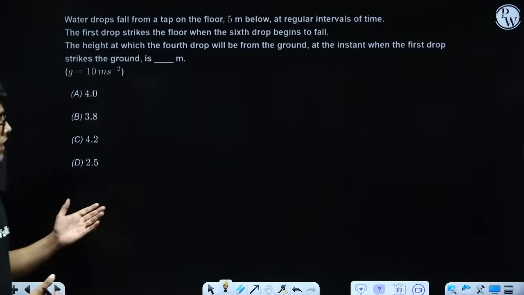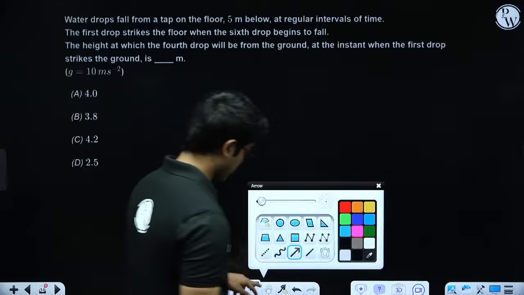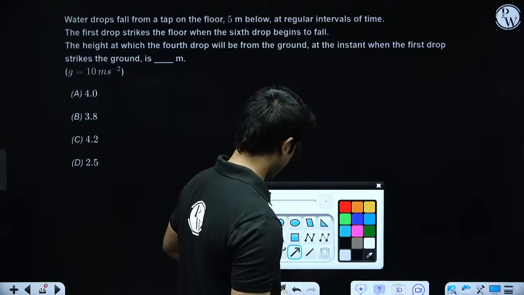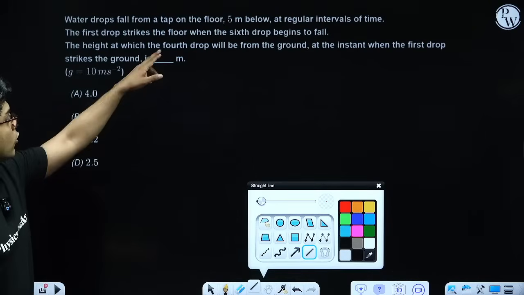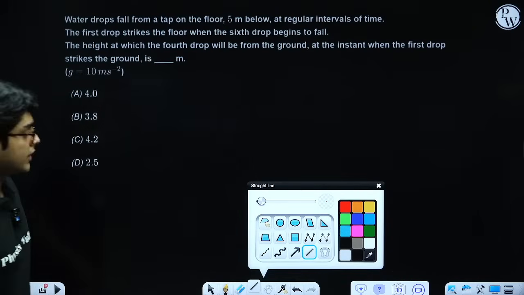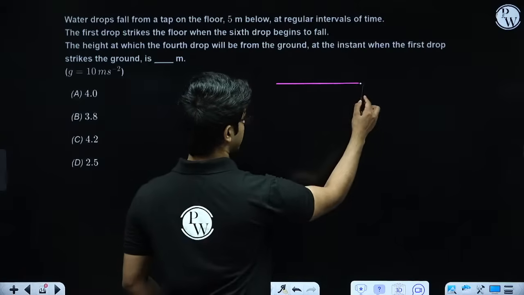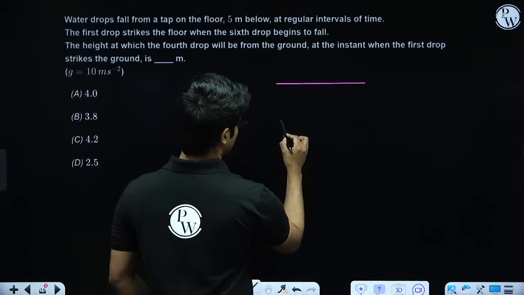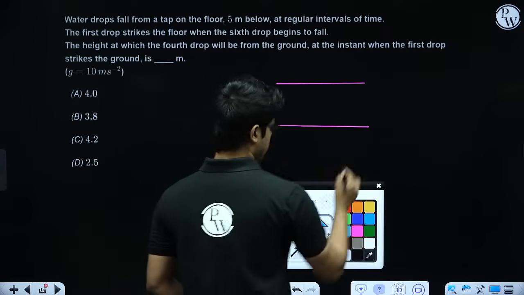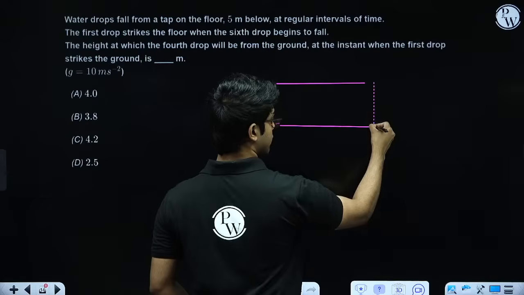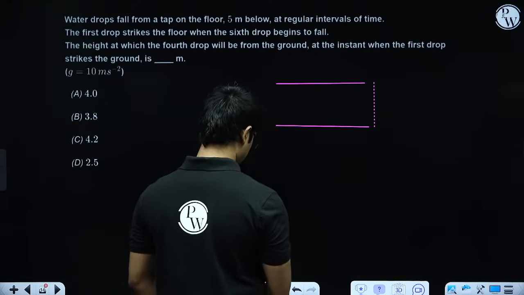All right, so this is a kinematics problem. Here we have water drops that are falling off a tap. And the floor is at a distance of 5 meter below the tap. Let's say this is the tap level and this is the floor. The distance between the tap's level and the floor is given to be 5 meters.